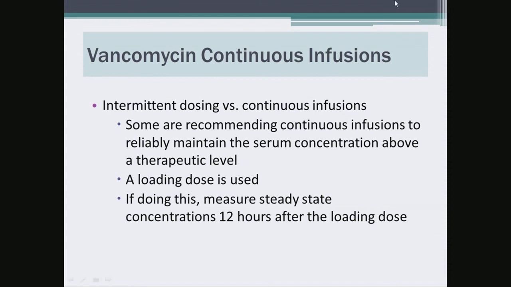Some people are recommending continuous infusions rather than intermittent dosing. If you are going to use a continuous infusion, you need to use a loading dose. Otherwise, it will take you too long to get to a therapeutic level. And if you're going to use a continuous infusion, measure steady state concentrations 12 hours after the loading dose and then adjust accordingly.